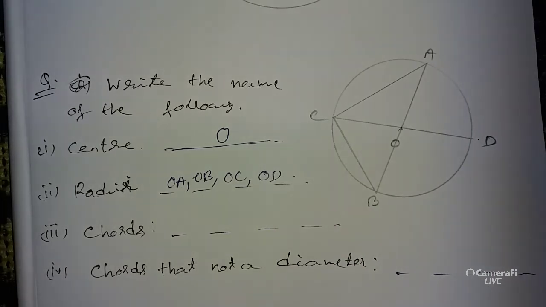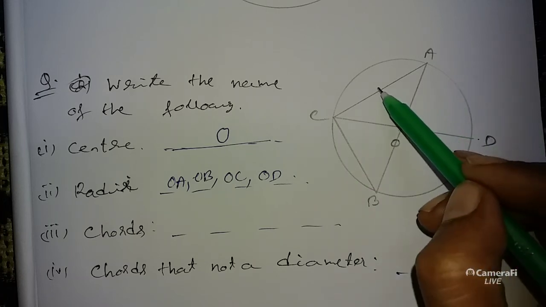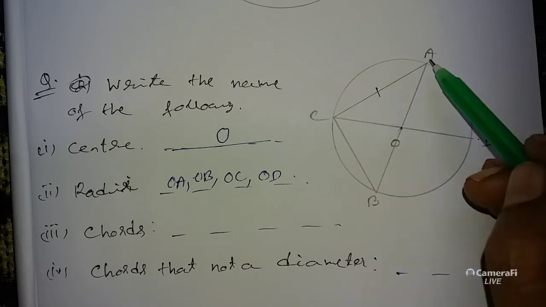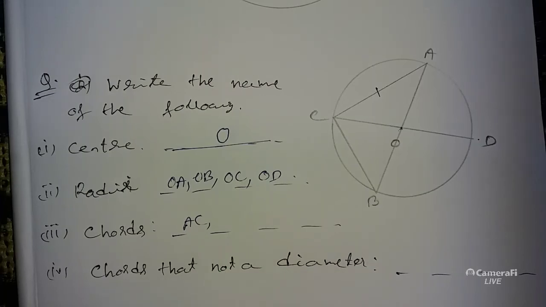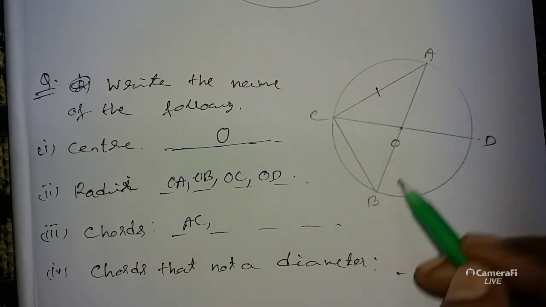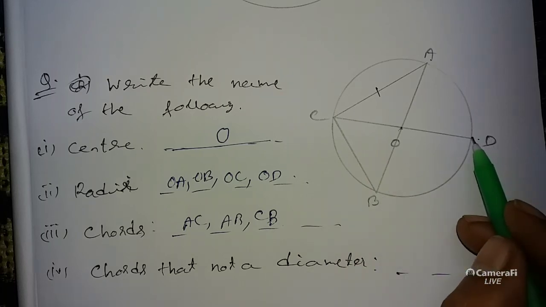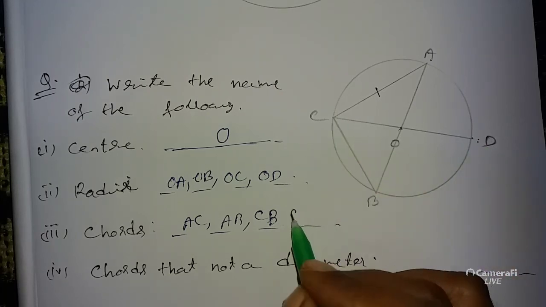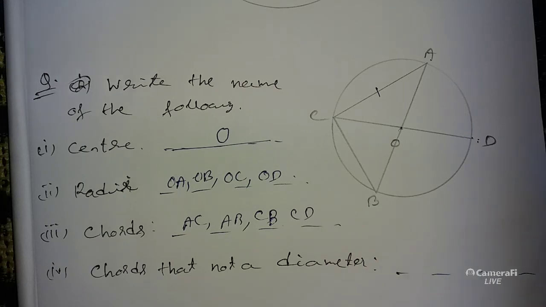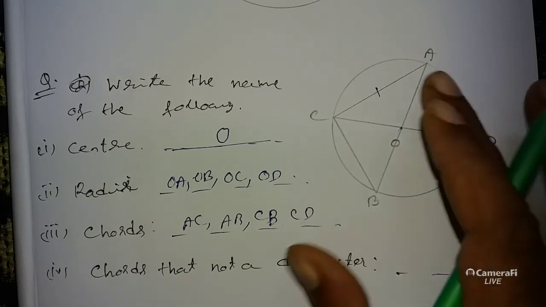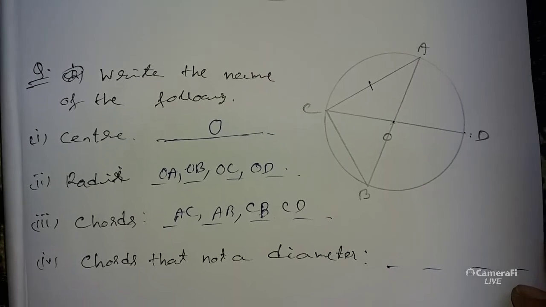Next is chord. Chord is the line segment joining any 2 points on the circle. So take any 2 points where the line segments are joined. See here, this is a line segment joining A and C. So AC, AB is also a chord. Next is CB is a chord. Also D is a point on the circle, C to D joined. So CD is another chord. Okay, so these are the total chords. 4 chords are there in the figure.